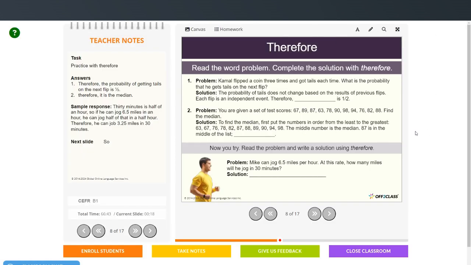Kamal flipped a coin 3 times and got tails each time. What is the probability that he gets tails on the next flip? So the solution, the probability of tails does not change based on the results of previous flips. Each flip is an independent event. Therefore, the probability of getting tails on the next flip is 1/2.